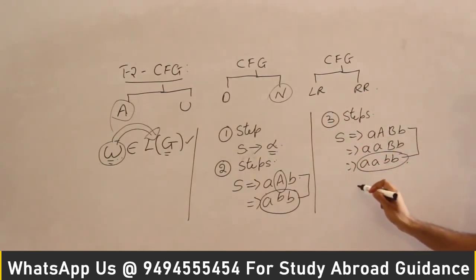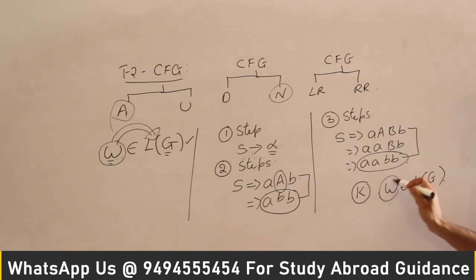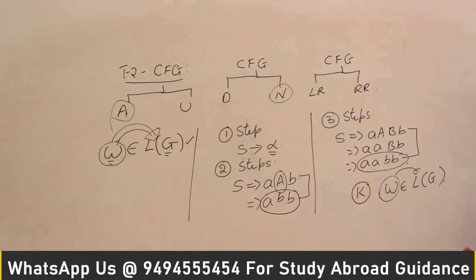So if you keep on doing this, one step derivation, two step derivation, three step derivation, and so on, after some k steps, definitely you will be able to say whether w belongs to L of G or not, isn't it? In case w belongs to L of G, definitely you will be able to stop this algorithm in k steps. Therefore it is an algorithm, right? And moreover, it is a brute force algorithm.